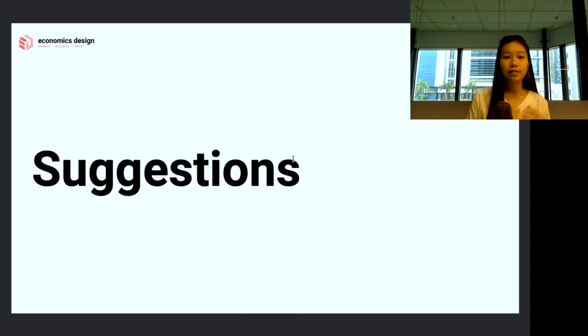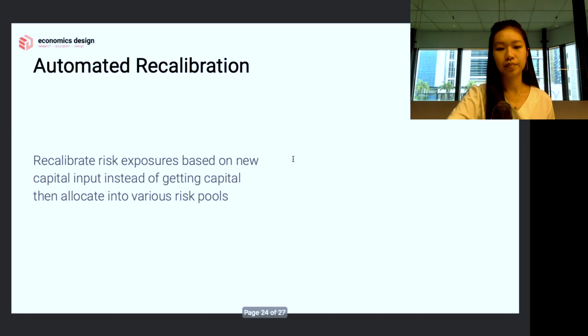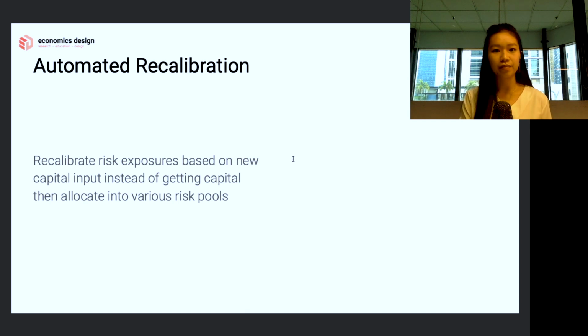So that aside, let's talk about the different suggestions that I would recommend to the community, to BarnBridge, because there are improvements that could be made. The first one is automated recalibration. One of the biggest perks of DeFi is this idea of smart contracts. Whatever I told you about, these 2 cookie jar products, they're not exactly new. You know that, right?